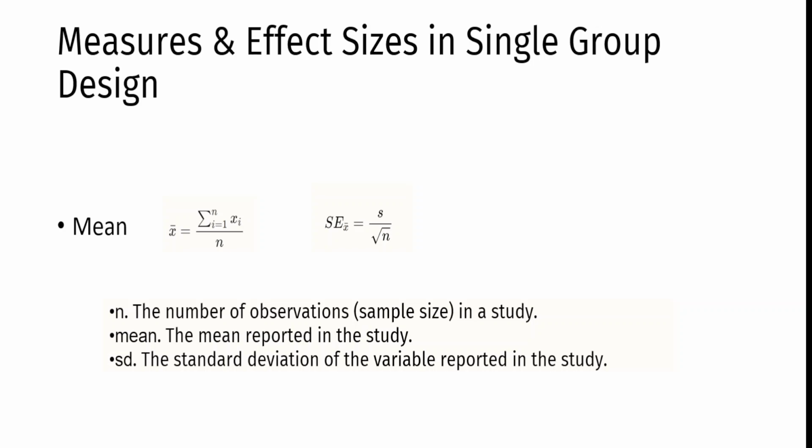The second effect size measure in single group designs is proportion. So proportion is actually another type of central tendency measure. It's not the mean, but it's mainly a central tendency measure for categorical outcomes. For example, if you are interested in studying the prevalence of a disease, or the proportion of people who live with diabetes or HIV or any other chronic disease, then you would be interested in finding out the proportion, for example, the prevalence of a disease.